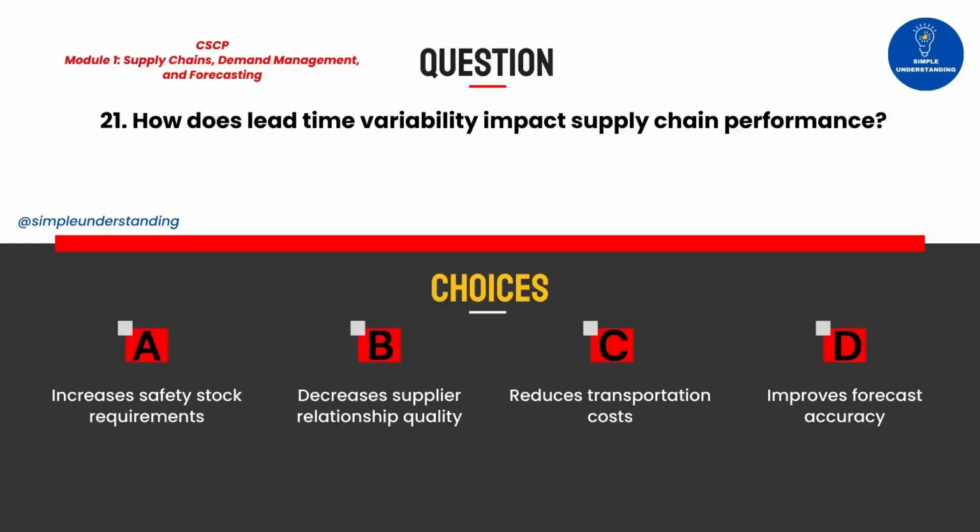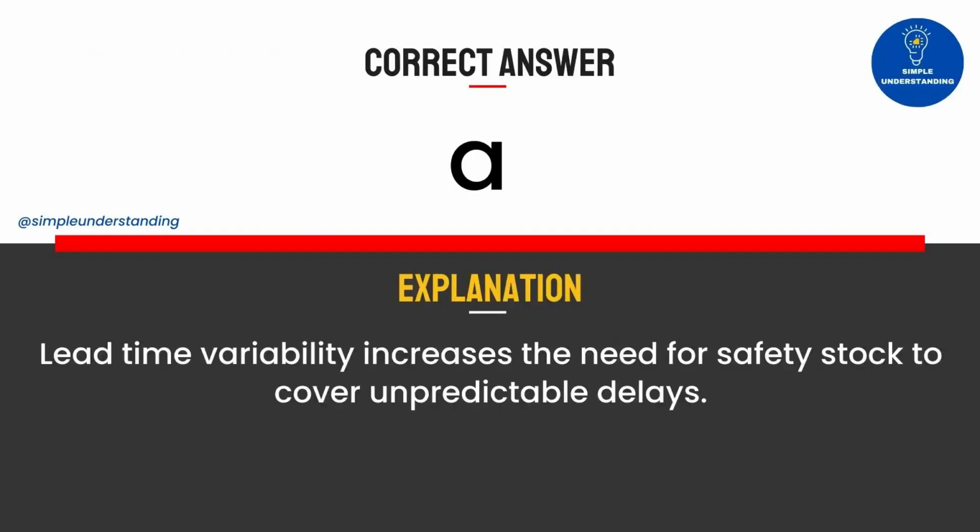21. How does lead time variability impact supply chain performance? A. Increases safety stock requirements. B. Decreases supplier relationship quality. C. Reduces transportation costs. D. Improves forecast accuracy. Correct answer: A. Explanation: lead time variability increases the need for safety stock to cover unpredictable delays.